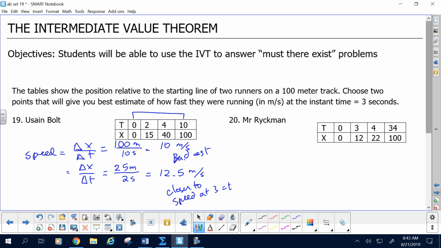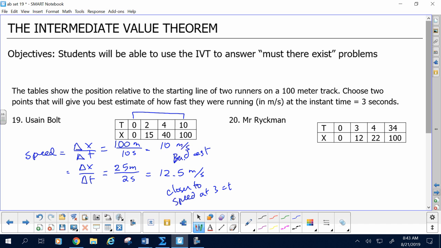Now it's still, though, an average speed. It's an average speed between time 2 and time 4. It's not the speed at the instant. So the play today is between instantaneous rate of change and average rate of change, and that's what the heart of the derivative is.